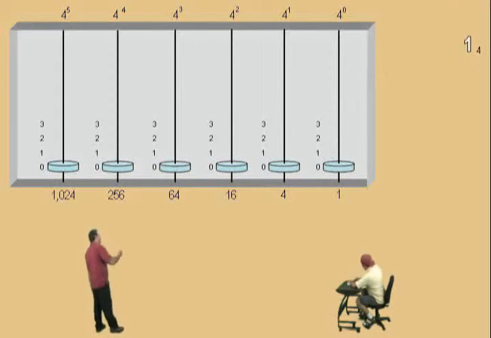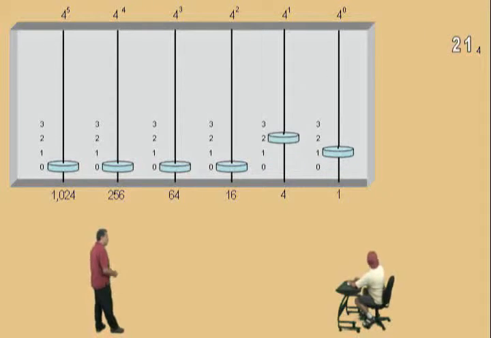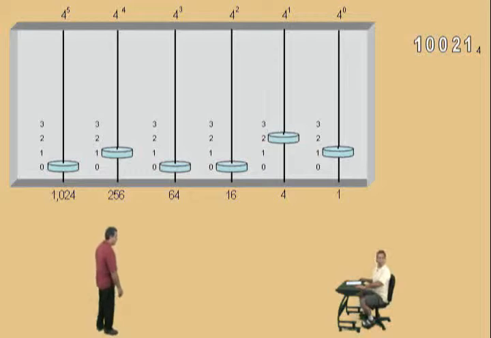Here we go, Charlie. We'll put a 1 in our 4 to the 0 power place value. We'll put a 2 in our 4 to the first power place value. We'll put a 0 in our 4 to the second power place value, a 0 in our 4 to the third power place value, and a 1 in our 4 to the fourth power place value right there.